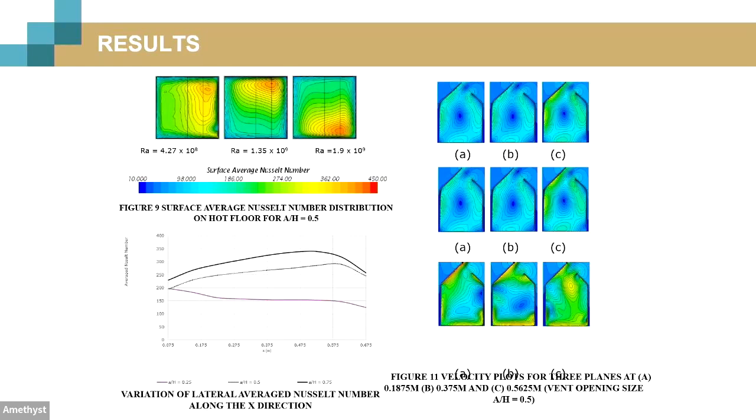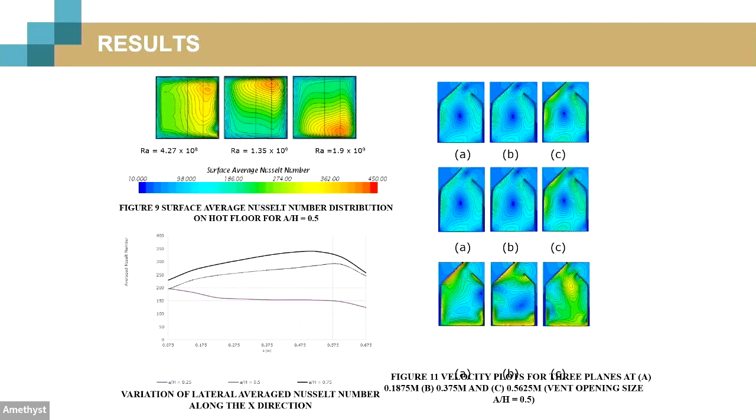The surface average Nusselt plots are there at the top, and you can see that the maximum heat transfer occurs in different places for the different Rayleigh numbers. And then on the right, you can see there's a velocity plot for the different Rayleigh numbers and the opening sizes. And one can clearly see that there are some stagnant areas, and there are areas where the velocity becomes a little too high.